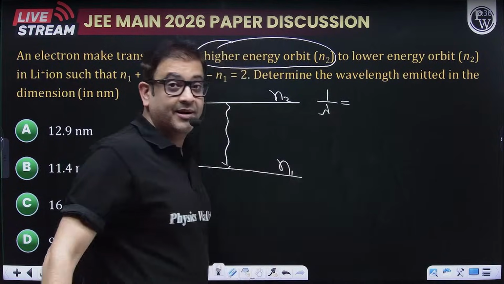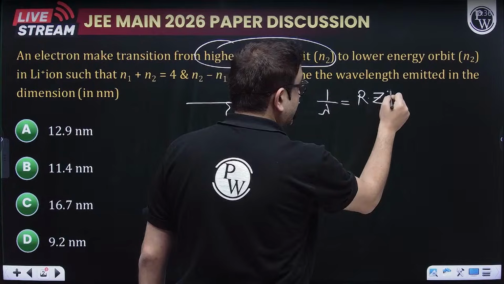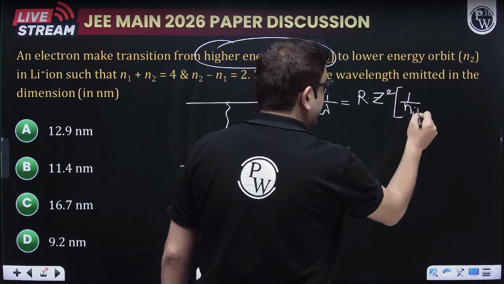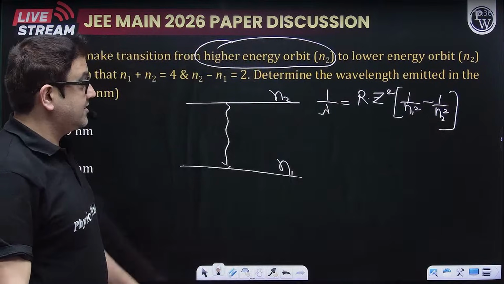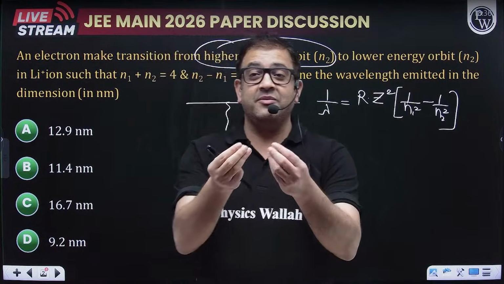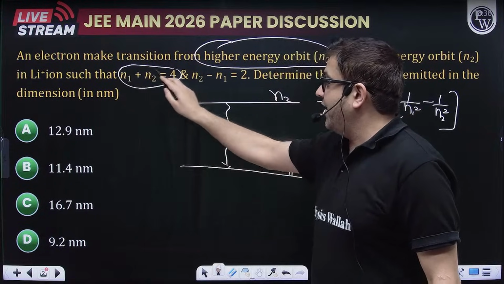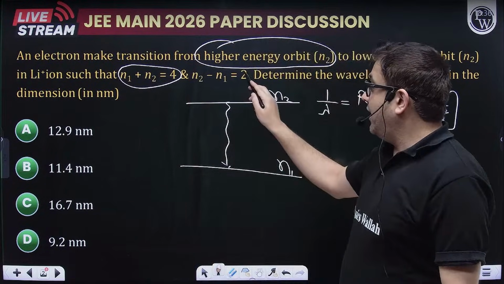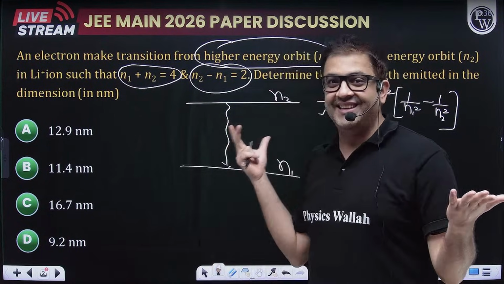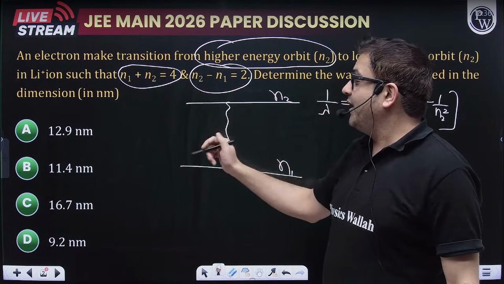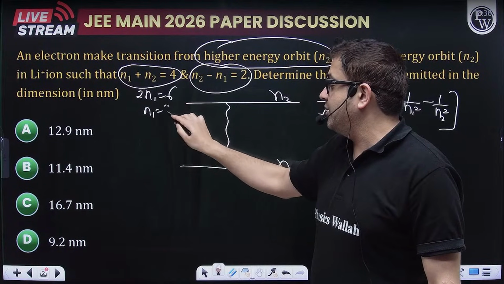That is 1 upon lambda, the wave number, which is equal to Rydberg's constant times atomic number squared times (1 upon n1 squared minus 1 upon n2 squared). Learn this formula by heart, my friends. Now, what they have done here is play with basic mathematics. They are saying n1 plus n2 is 4, and n2 minus n1 is 2. Because they are just linear equations, add them. n2 will get cancelled, so you will get 2 n1 equal to 6. That means n1 is equal to 3.